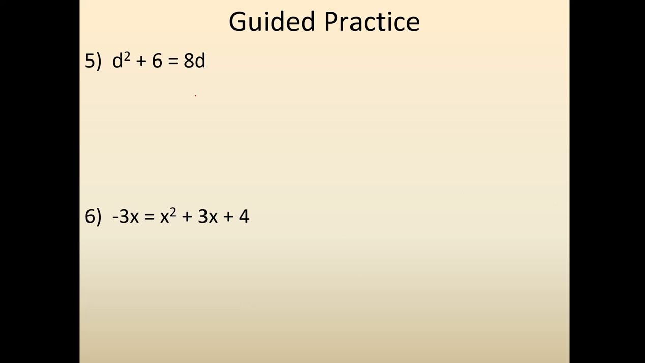All right. So I'm going to subtract the 8d over, and I'll have the plus 6 here. I'm going to subtract 6 over to the other side. Leave a little space. And then what I'm going to do, I'm going to take half of 8, which is 4. So I'm going to add 4 squared to both sides. When I do this, that side becomes d plus 4 squared.